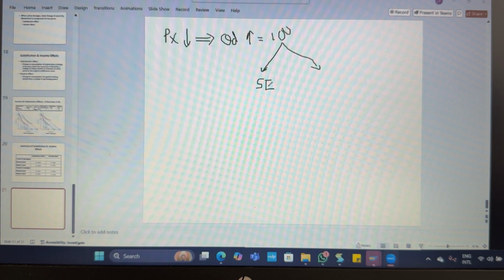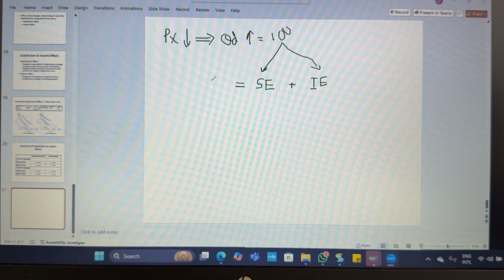What is this? Substitution effect. Because demand increased, some of the consumers from other goods came to this one, because this commodity is cheaper. And some part of this increase is due to another factor as well. What is this? Income effect. Due to this, purchasing power changes, real income changes.